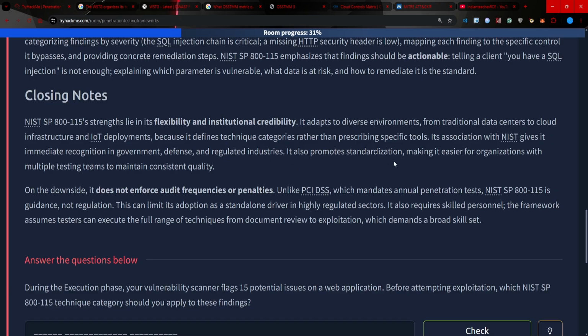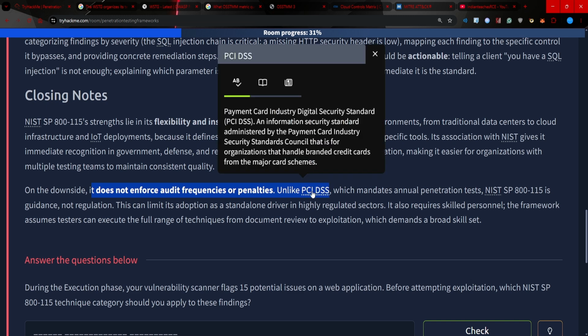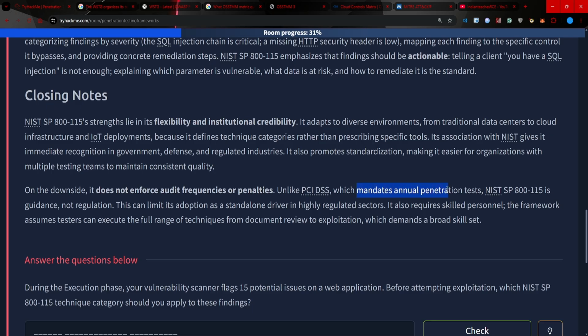It also promotes standardization, making it easier for organizations with multiple testing teams to maintain consistent quality. On the downside, it does not enforce the audit frequencies or penalties, unlike PCI DSS, payment card industry, which mandates annual penetration tests.